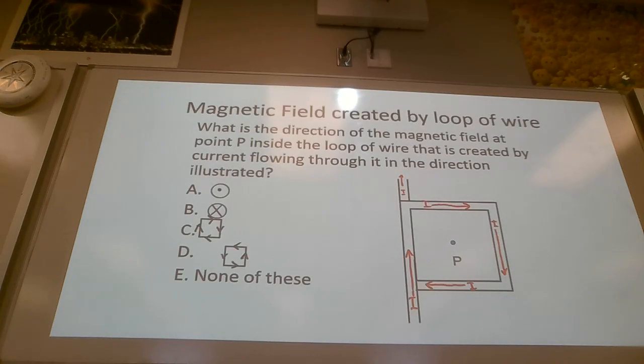If I arrange that wire in a loop, I made the loop square for your convenience. My recommendation would be look at each side. Take each side separately.